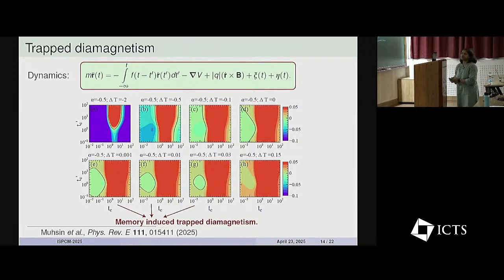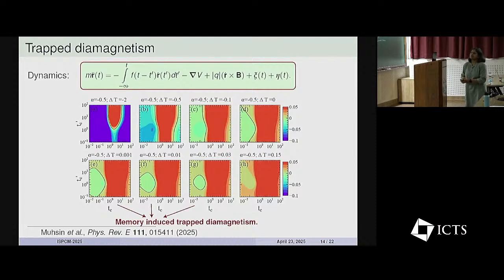But when the temperature gradient becomes 0, that means in the absence of the temperature gradient, unlike the case of viscous medium, here we see that a diamagnetic phase still exists in the lower regime of Tc, the lower duration of activity, and that is possible only due to the presence of memory. So this confirms that due to the viscoelastic environment, there is a memory-induced diamagnetism.